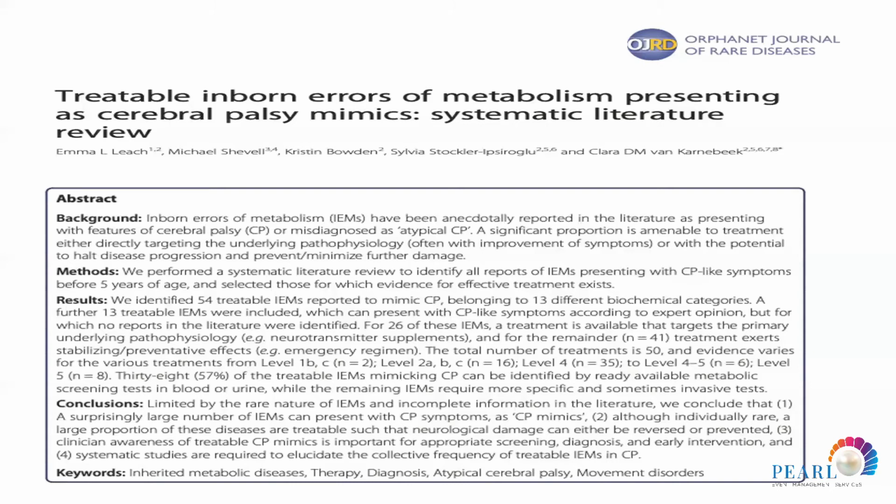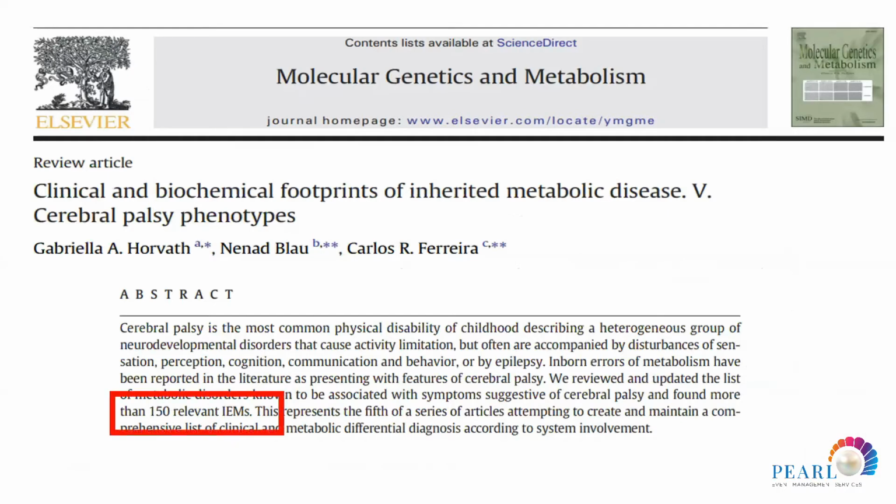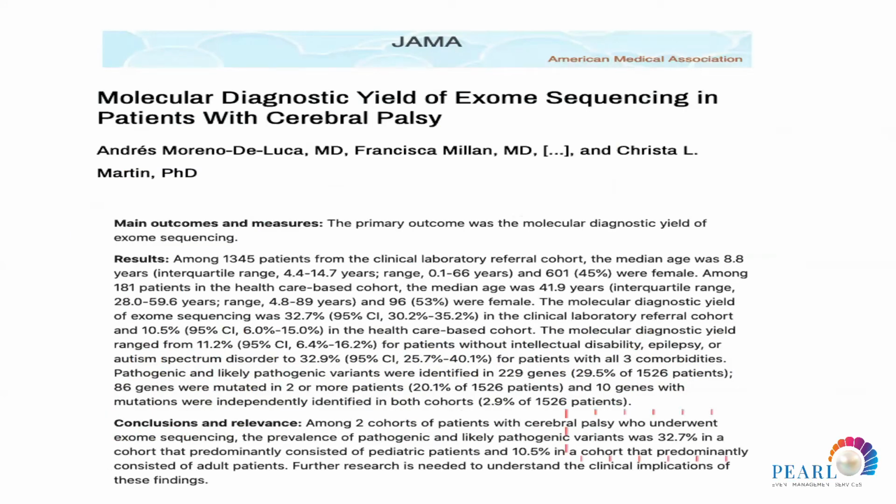Several years ago, Dr. Clara Karimpi published a paper. It was like a landmark. She described 54 inborn errors of metabolism that mimic cerebral palsy. Only 3 years later, another paper came, describing three times higher: 150 inborn errors of metabolism that mimic cerebral palsy. And now, in the era of next generation sequencing, we can see a lot of cohorts telling us that around one third of patients with cerebral palsy actually have an underlying genetic cause. So in the next half of the lecture, I'm going to share with you some of the cases that I saw in the last several years.